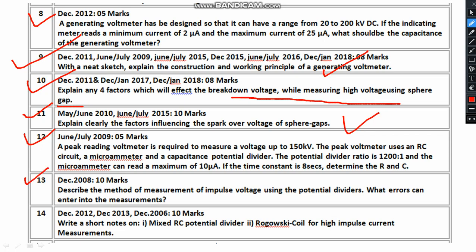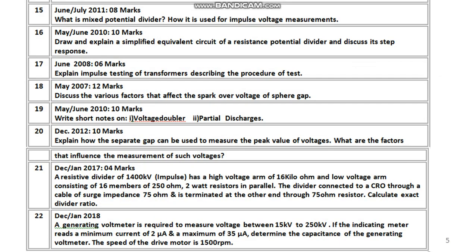Then describe the method of measurement of impulse voltage using a potential divider. That's also very simple. Another question is you have to explain the mixed RC type potential divider and the Rogowski coil. How do you measure impulse voltage using the Rogowski coil? That's also very easy. Draw the circuit diagram, and if you have any schematic diagram, do mention it, why it is required, and mention the integrator, and the design of the integrator briefly if possible.